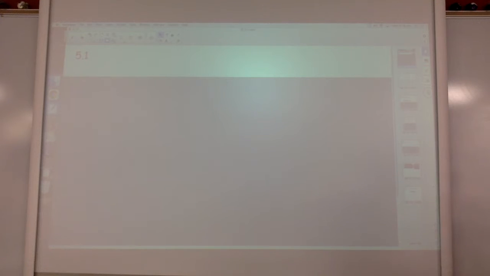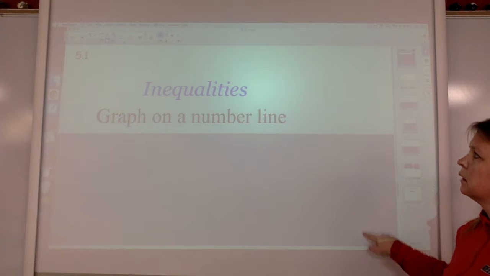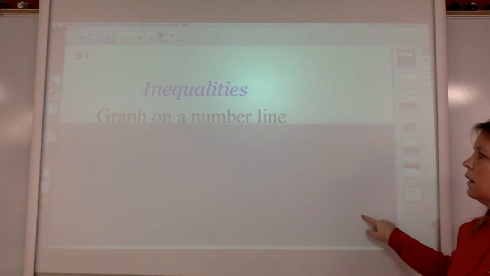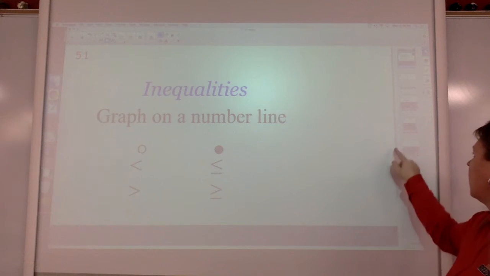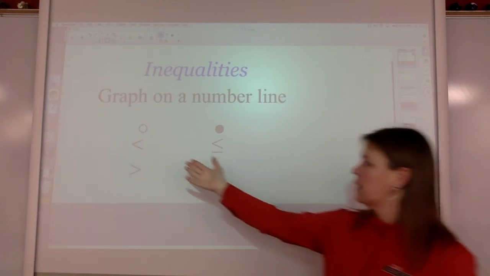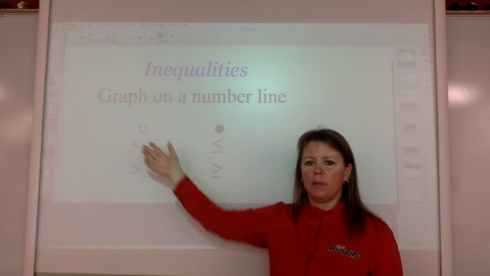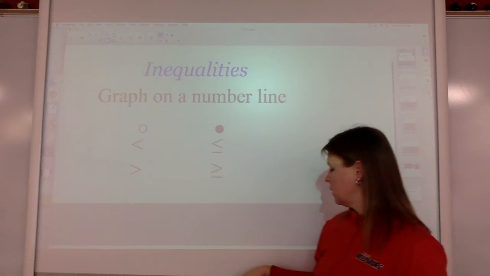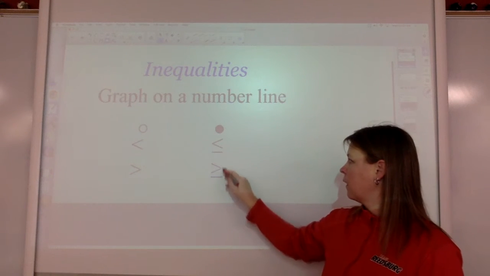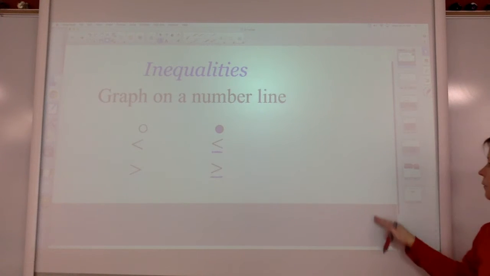Here's your notes for section 5.1, inequalities. Go ahead and write that down, inequalities. We are going to graph them on a number line. To tell whether it is a less than sign or a greater than sign, you'll use an open circle above the number. If it's a less than or equal to or greater than or equal to, you're going to close that circle. So you're looking for the equal sign underneath to fill in the dot.